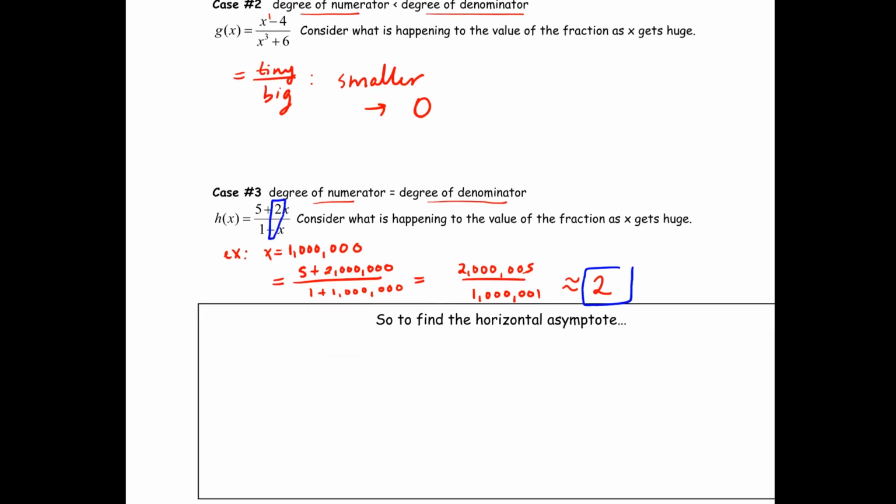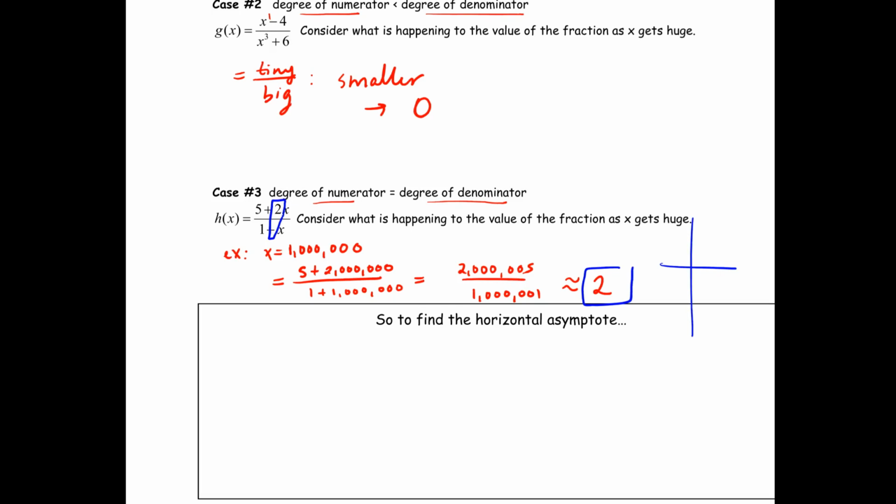Graph this on your calculator to help you visualize this. So go to y equals, and let's do 5 plus 2x over 1 plus x. If I graph this, what you're seeing visually is you have a horizontal asymptote at 2.